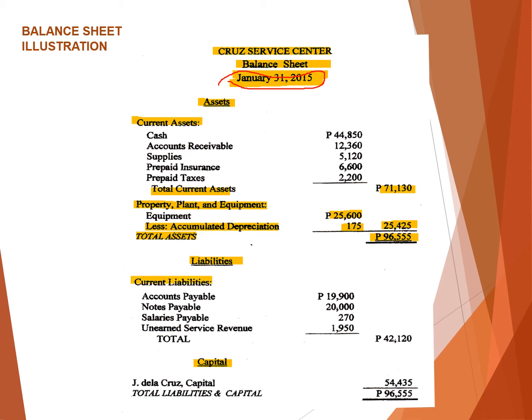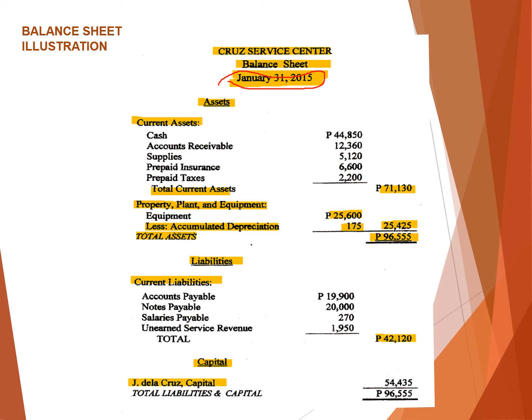Okay, the next one is the liability. Here you can see current liabilities lang ang meron kasi ngayon lang yung given sa illustration natin. But sometimes meron non-current liabilities, so you have also to list them after the current liabilities. Okay, so we have here the current liabilities and then you have to total them. So that is 42,120.